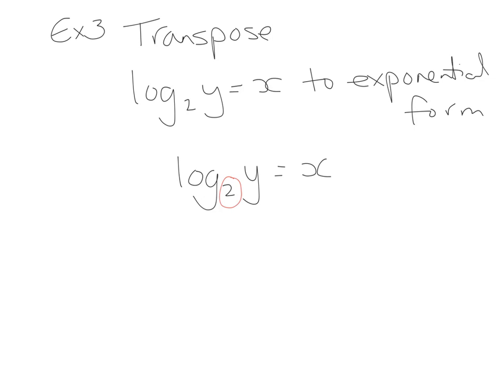So 2 is our base, so that will become the base of our exponential function. Basically we just lose the log part. So y is equal to... sorry, it's not e. I've just said that the base is 2. Let me rub that out. y is equal to 2 to the x. And that's us in exponential form.